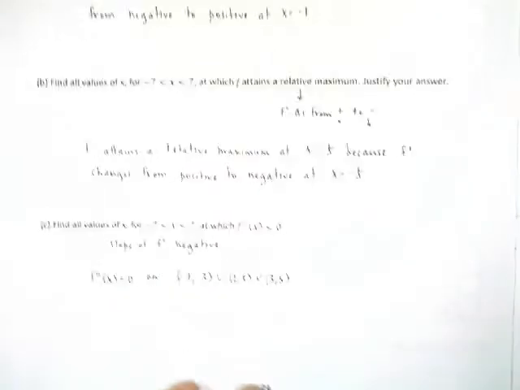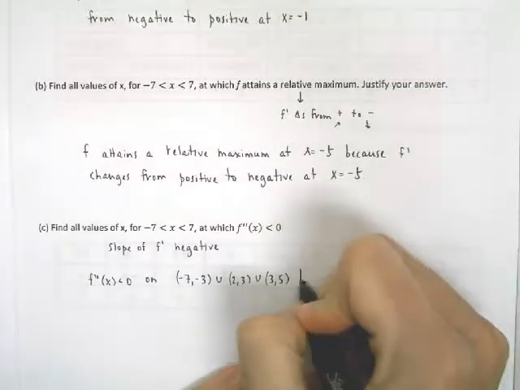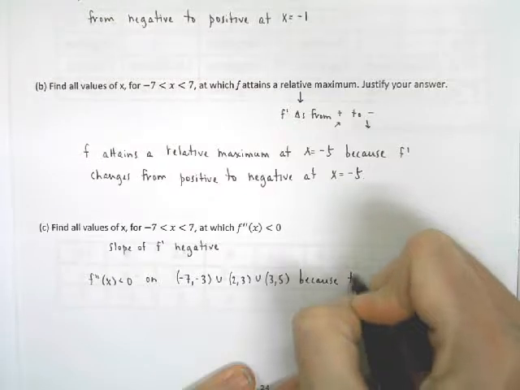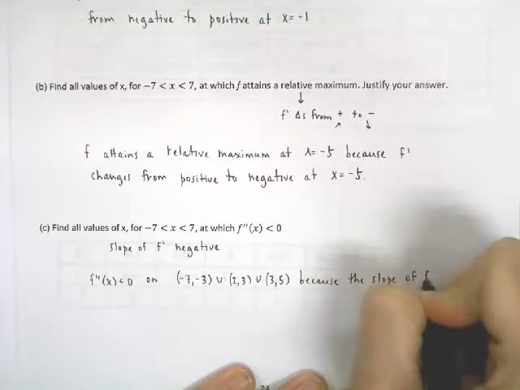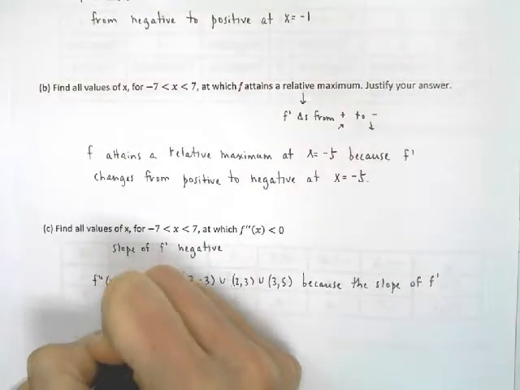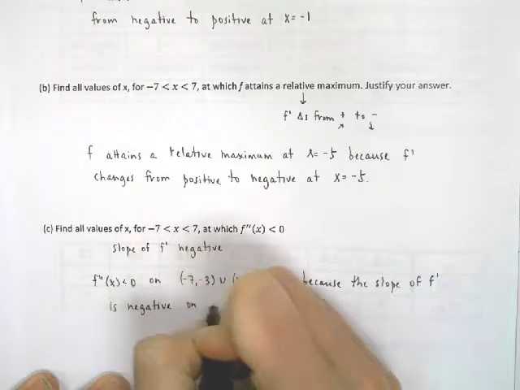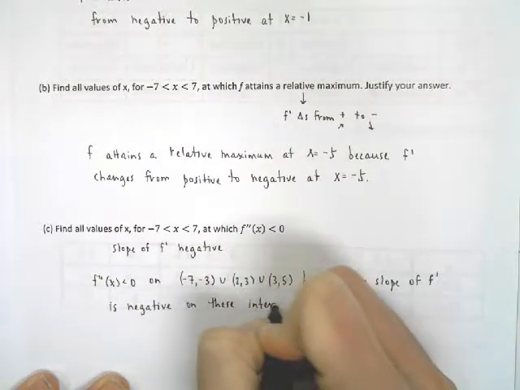Now, it doesn't specifically ask us to justify it, but I think it's good practice to write that anyway. So we're going to say it's less than 0 on these intervals because the slope of f prime is negative on these intervals.